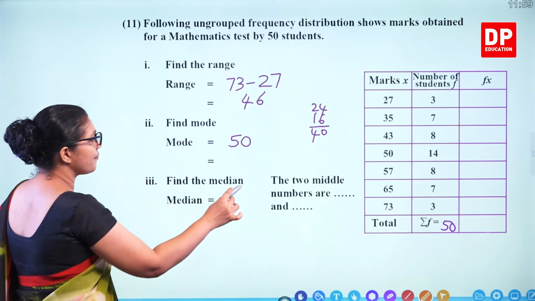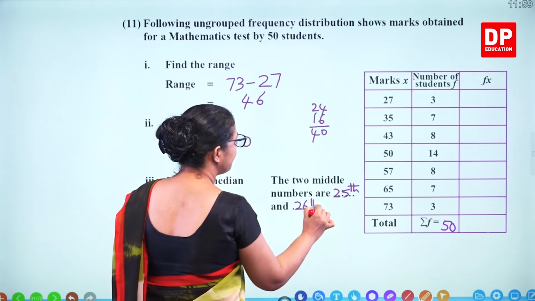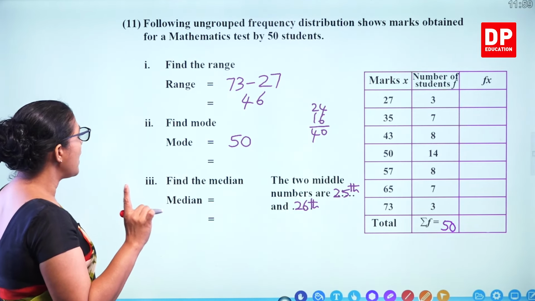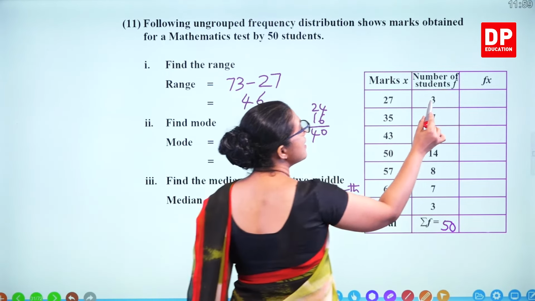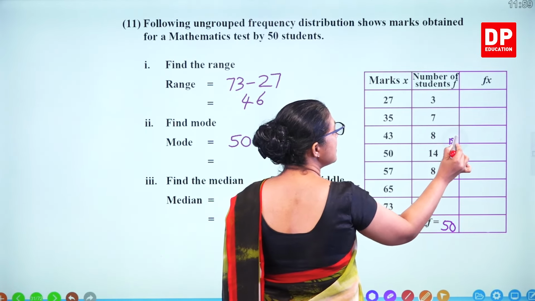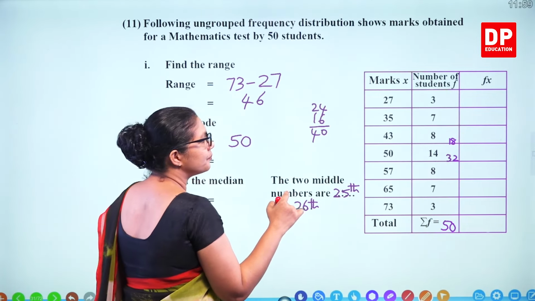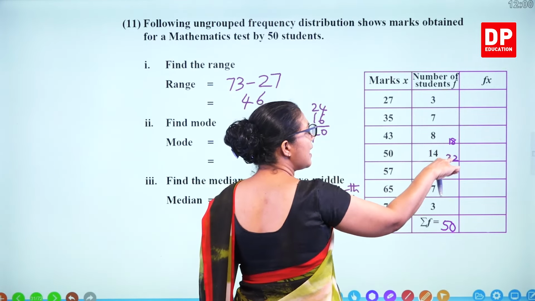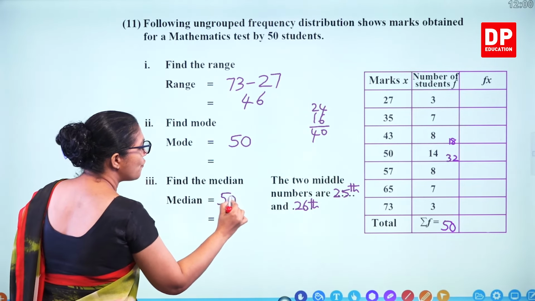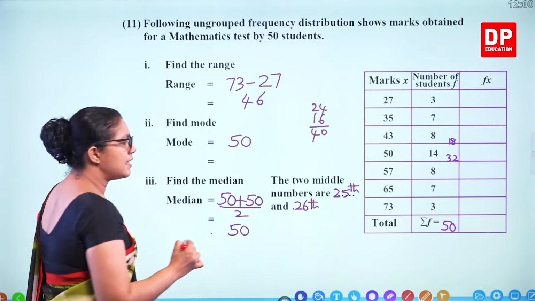50 divided by 2, 25th and 26th. The two middle numbers are the 25th one and the 26th one. So I have to first find out what the 25th one is. So we'll add it. 3 plus 7, 10. 10 plus 8, 18. And when you add 14 to that, you get 32. So that means in between the 18th and 32nd one, that's 50. So the 25th number is also 50, the 26th number is also 50. Divide by 2. So the final median value is 50.